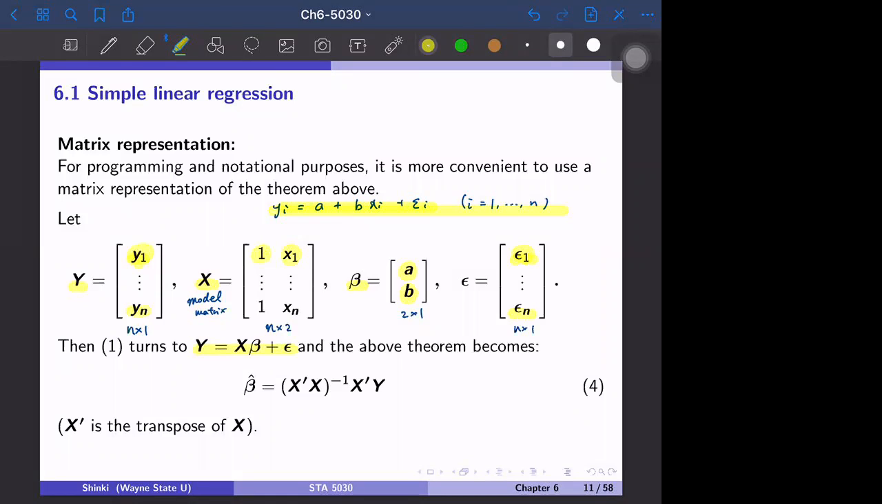Then beta hat. Our objective was to estimate a hat and b hat, so we express this as beta hat. Beta hat is given by x prime x inverse x prime y. It's much simpler. Just one equation gives both a hat and b hat, and the form is much simpler than what we have seen in the previous video. Here x prime means x transposed.